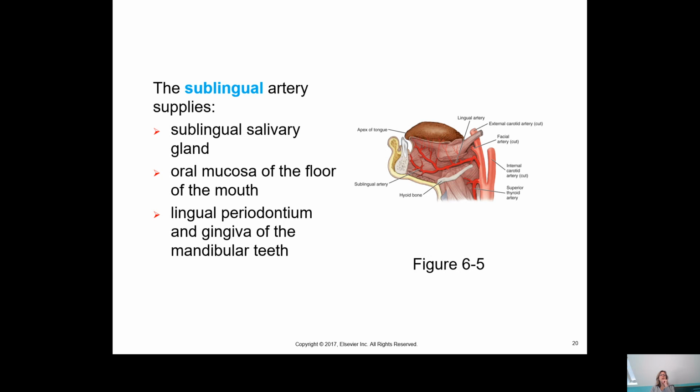The oral mucosa of the floor of the mouth. So just that soft area that you're going to palpate when you're doing your intraoral exam. And then the lingual periodontium and gingiva of the mandibular teeth. So these areas right inside the teeth here. Lingual periodontium and gingiva of the mandibular teeth.